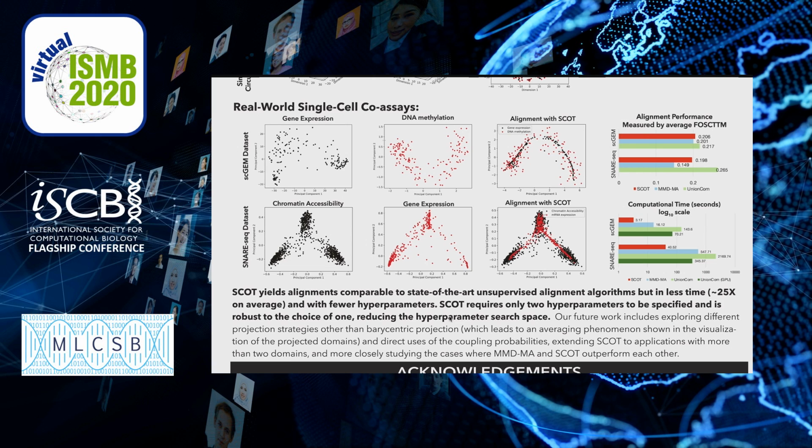Currently, we're looking into extending the application of SCOT to more than 2 domains at once, and comparing under which circumstances SCOT and MMD-MA may be preferable over one another. We're also exploring different projection strategies as well as different uses of the coupling matrices.